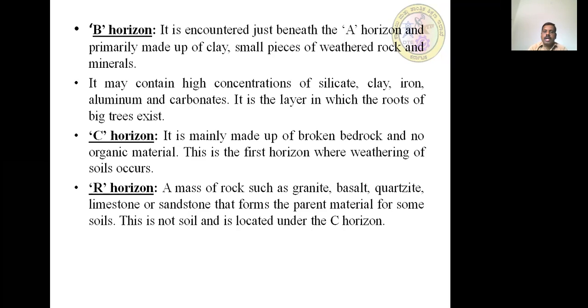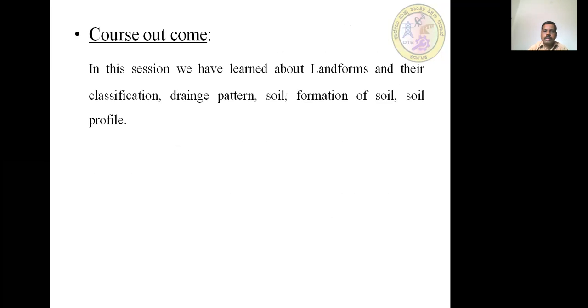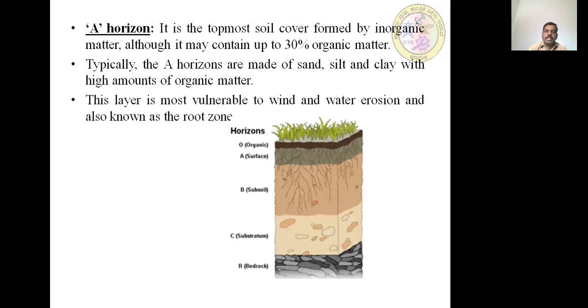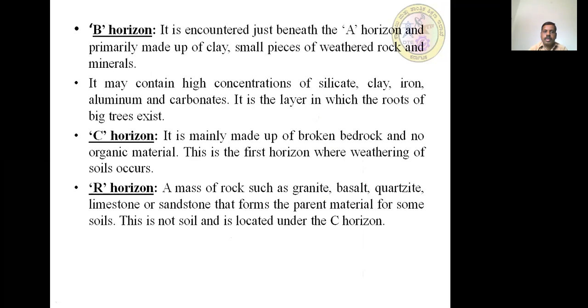This is not soil and is located under the C horizon. So below the C horizon, the R horizon is present. A mass of rocks such as granite, basalt, quartzite, limestone, or sandstone that forms the parent material for some soils. This is not soil and it is located under the C horizon.